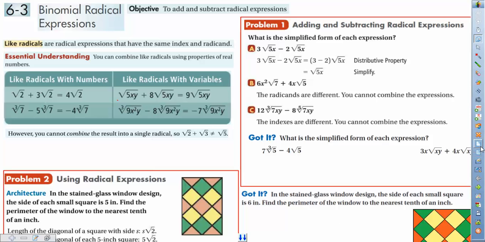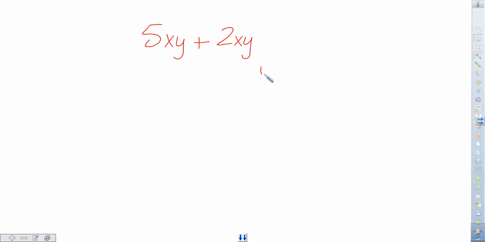Let me just put it to you this way. Very simple way of me explaining what we're about to do. If I were to give you something like 5xy plus 2xy, is it possible for you to add those together? Yes, it is, because those are indeed like terms.